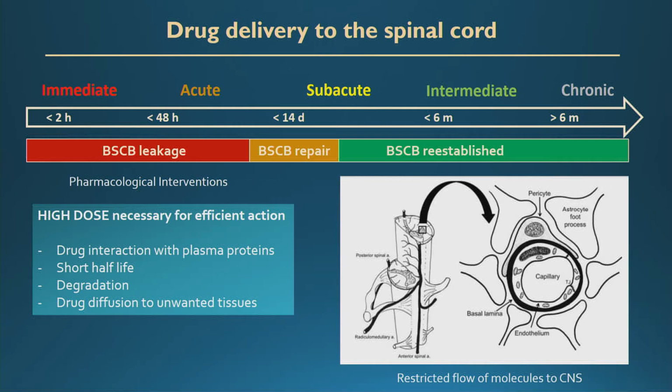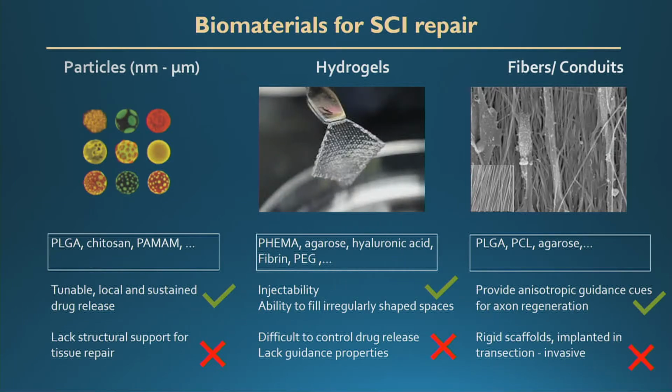And obviously, if there's no targeting strategy, they're going to be diffused to other tissues and still cause these side effects. So what I'm suggesting today, and it's not new, a lot of people have been investigating this, is the use of biomaterials for local drug delivery to the spinal cord. I'm mentioning three different classes of biomaterials that we can use if we think of spinal cord injury repair.